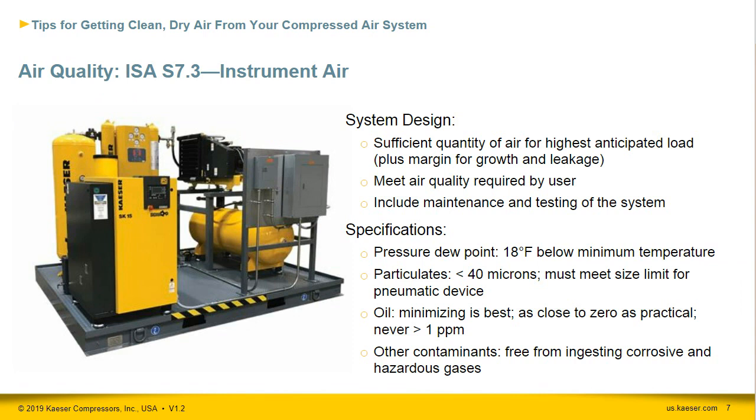ISA 7.3 describes instrument air in terms of system design and specification, but it's still rather broad. It does not prescribe specific levels of air quality. Note that air quality must meet the requirements of the user. The burden is on the user to understand and be aware of the requirements needed for their particular application. This is similar to what's happening in the food industry.